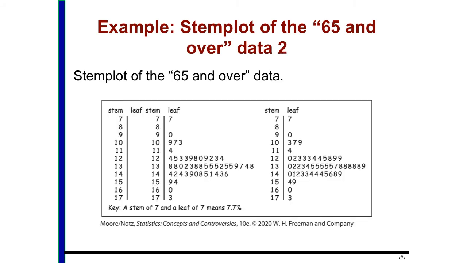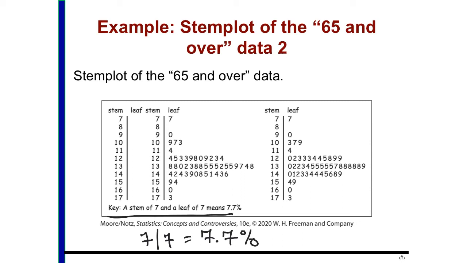Okay, here's the stem plot that they made for the percentage of residents 65 and over data. You see that their stem was the whole number and the leaf was the decimal. They have their key on the bottom here. They say a stem of 7 and a leaf of 7 means 7.7%. You can definitely do it like that. You can write it how we did on the last one and say 7 | 7 equals 7.7%. If it is a percent, I would always add a percent, or if it's money, add your dollar sign.